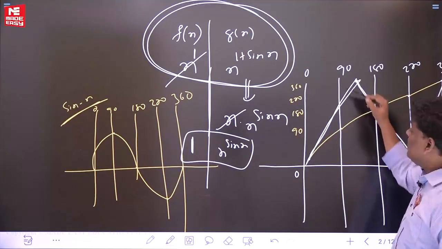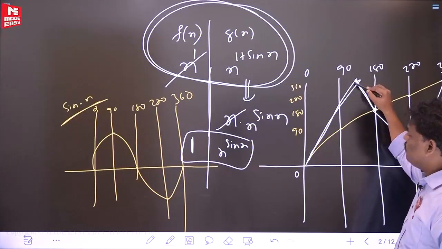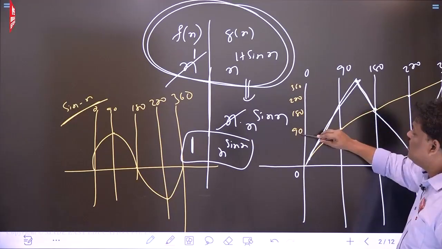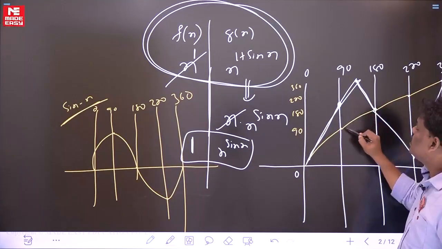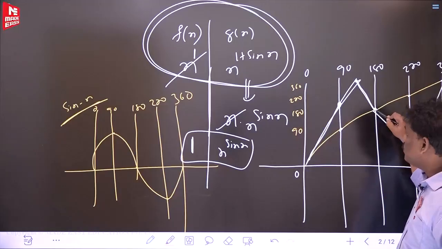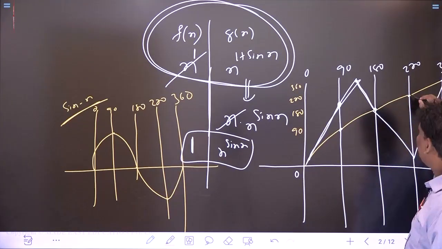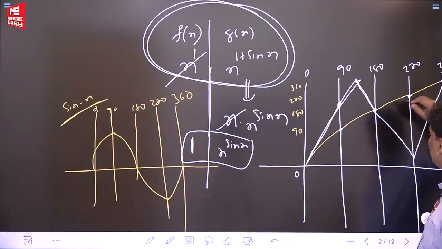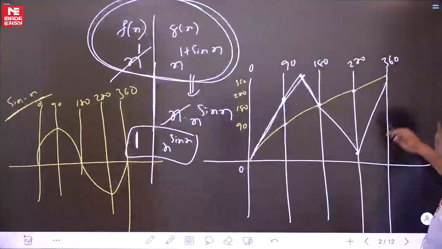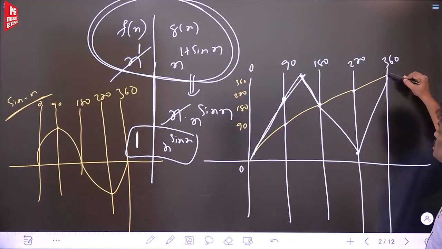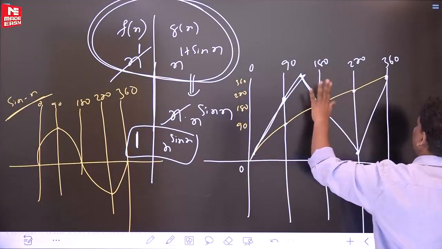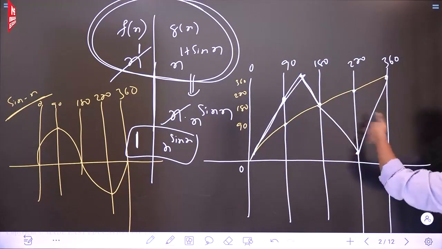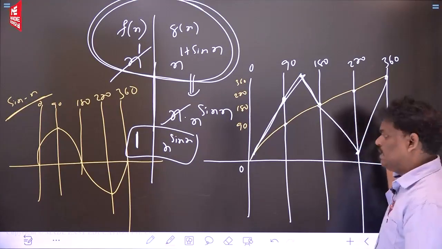I have not done anything other than substituting values. At 90, G of n is 90 squared, some big number, but the other one is 90 only. At 180, both are 180. At 270, one is 270, the other became 1. At 360, both are 360. Looking at the behavior, sometimes G is bigger, sometimes both are equal, sometimes F is bigger. This behavior goes on for every 360 degrees, so we cannot say anything.